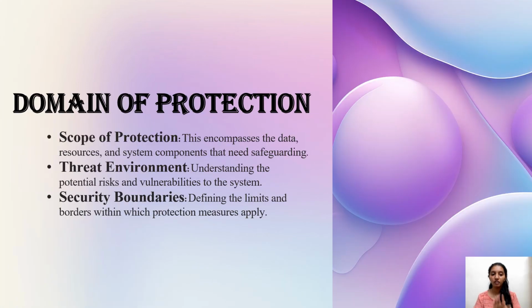Domain of protection. In this, we have three subtopics: scope of protection, threat environment, and security boundaries. Scope of protection encompasses the data, resources, and system components that need safeguarding. Threat environment is understanding the potential risks and vulnerabilities to the system. Security boundaries is defining the limits and borders within which protection measures apply.